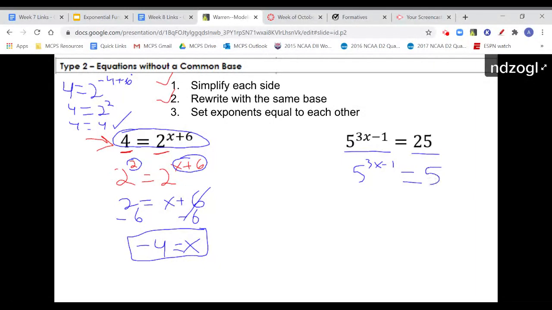That common base is 5. So I have to figure out 5 to what power gives me 25. And that would be 5 squared. It's not always going to be squared, okay? But I guess I was just starting off with some simpler examples. But again, the reason that 5 squared works is because 5 times 5 gives you 25.